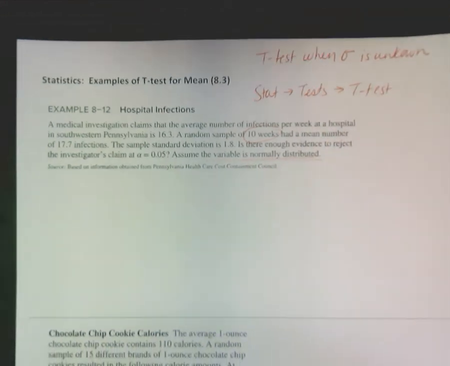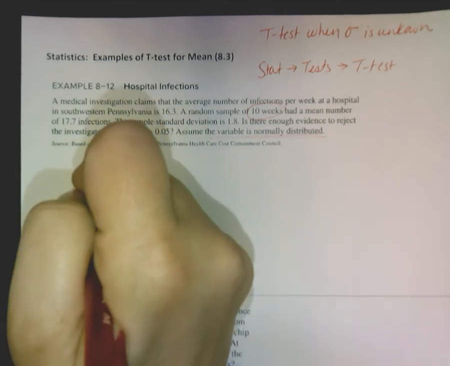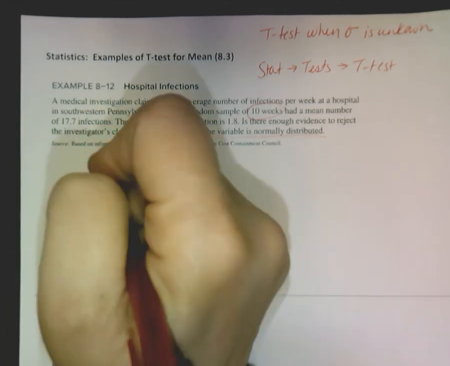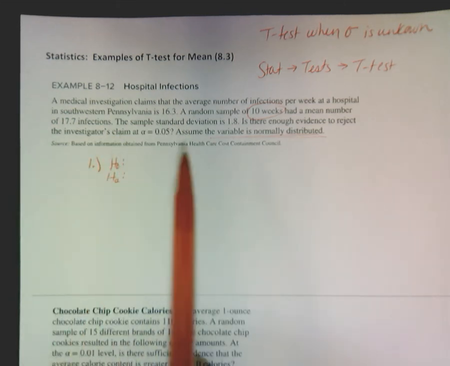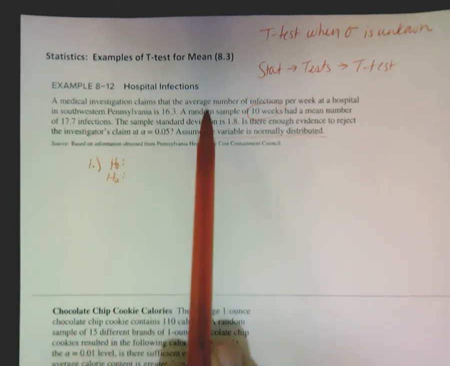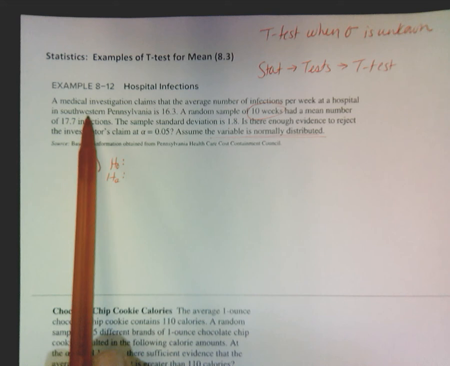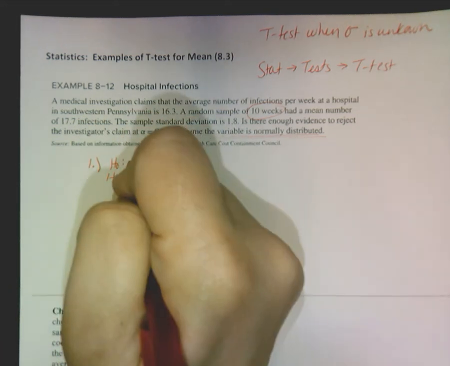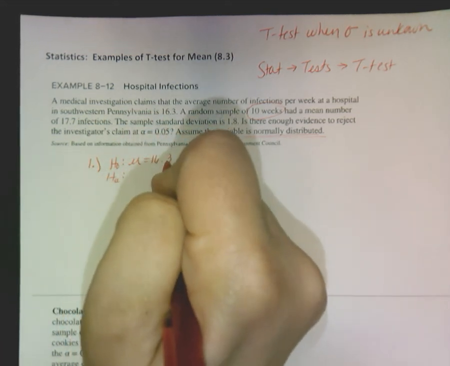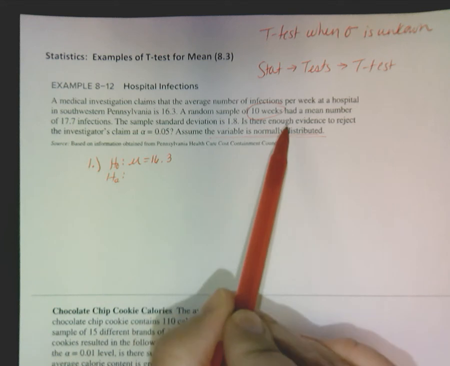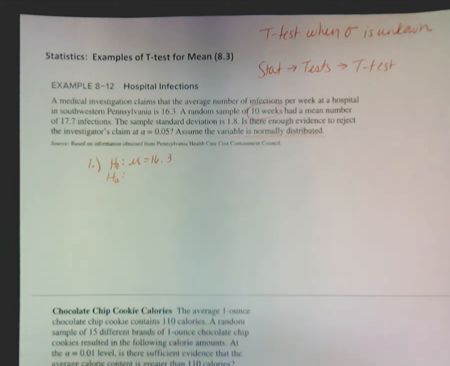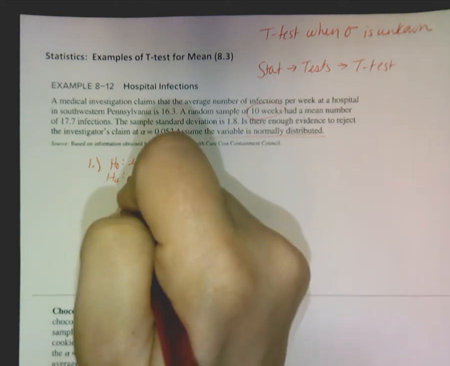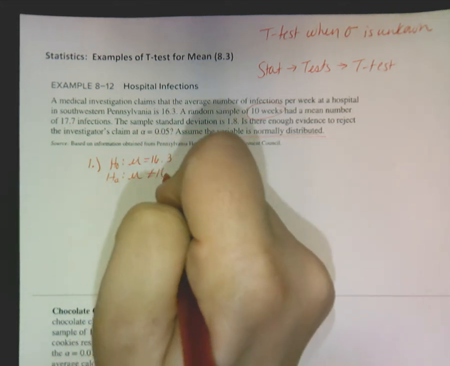Step number one, let's find out what our H0 and HA are. The medical investigation claims the average number of infections per week at a hospital is 16.3. So we think the average is 16.3, but an investigator wants to know, can we reject this? Meaning, is it less than, greater than, or just different? Is it different than 16.3?